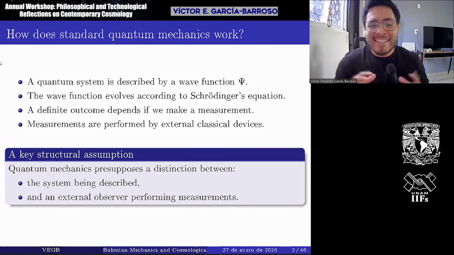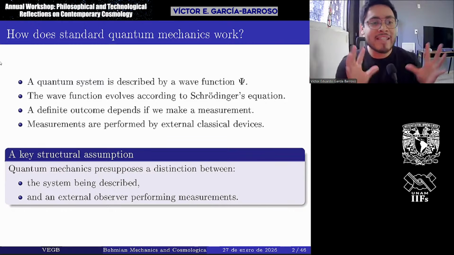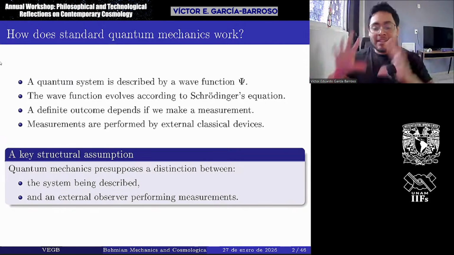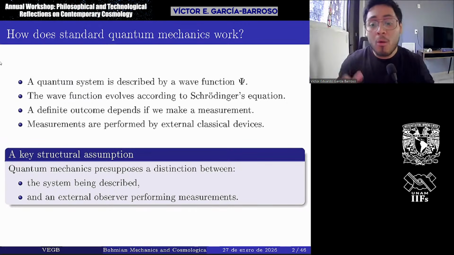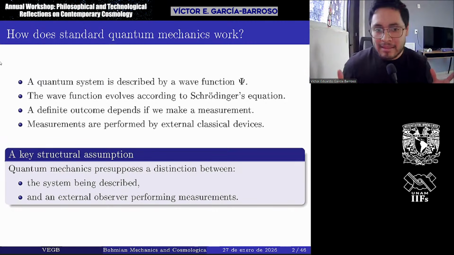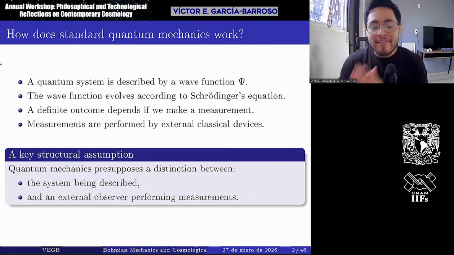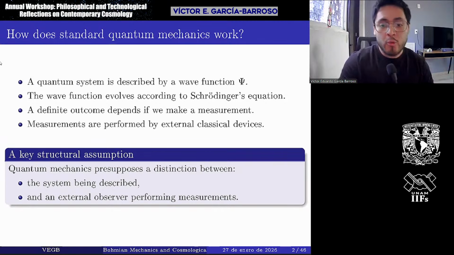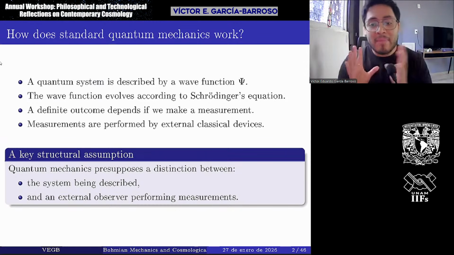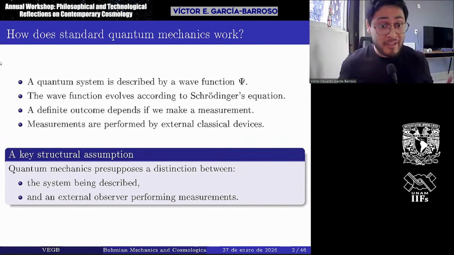Well, this idea is what divides the world in two parts. On one side, we have the system, the quantum system, that is described by a wave function and then evolves smoothly using the Schrödinger equation. And on the other side, we have an observer or a measurement device. So crucially, in this standard view, we get a definite outcome only when an external measurement happens. So this means that the theory depends on a distinction between the system and something outside of it.